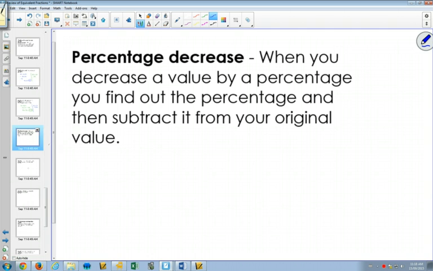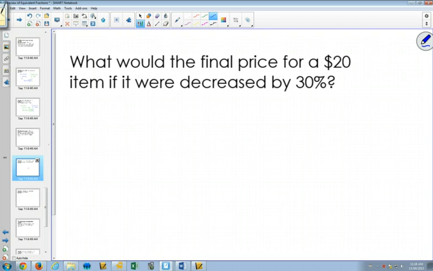So here's our first example. What would the final price for a $20 item be if it were decreased by 30%? So we start by figuring out, okay, here we got 30%. And remember that we want to figure out 30% of $20. Then you change your percentage to a decimal, so 30% would be 0.3. And then remember that of means that we're going to multiply. So 0.3 times 20, go to our calculator and get 6.